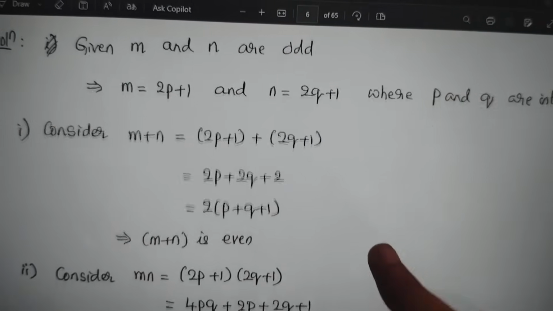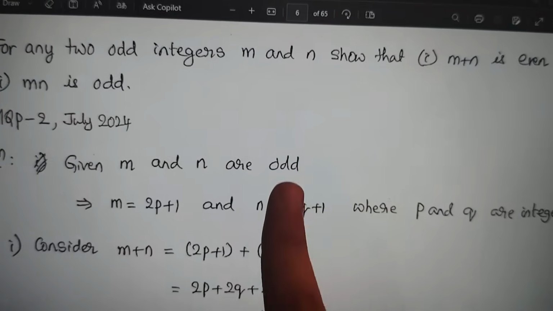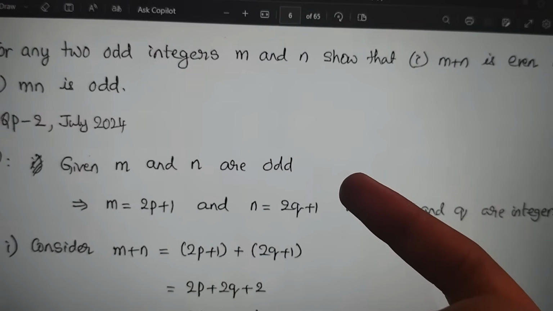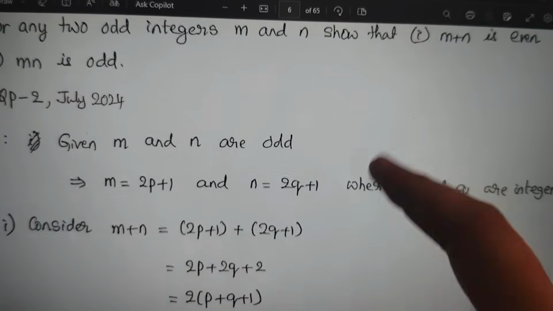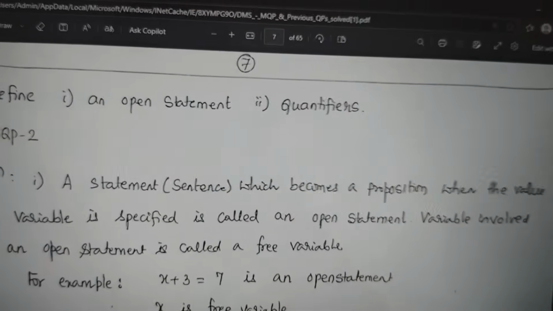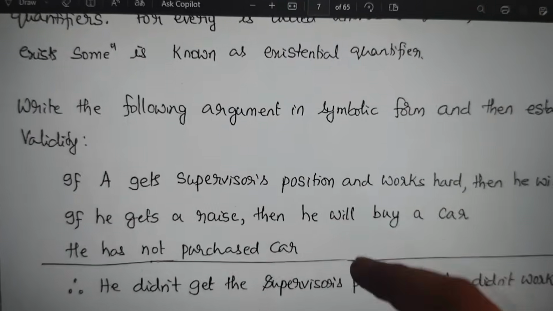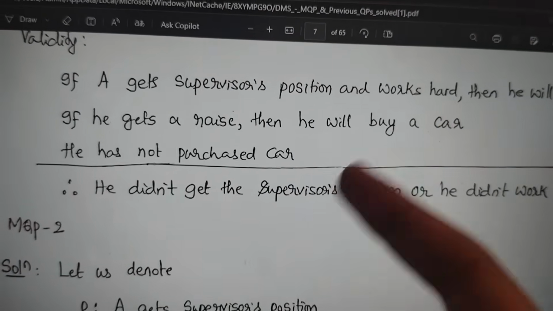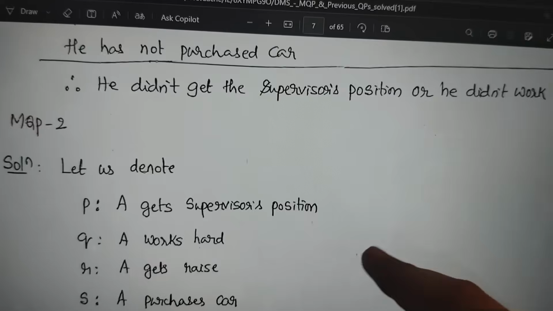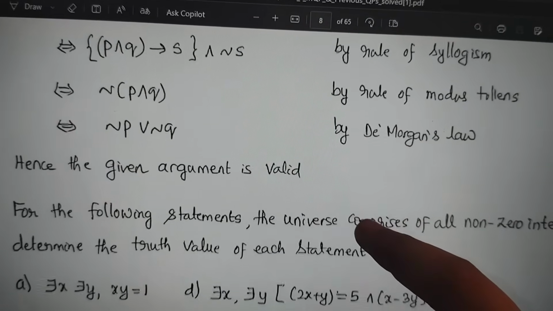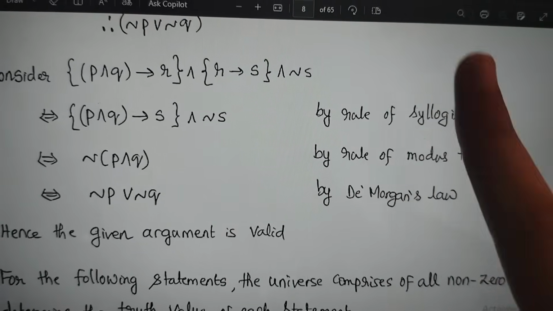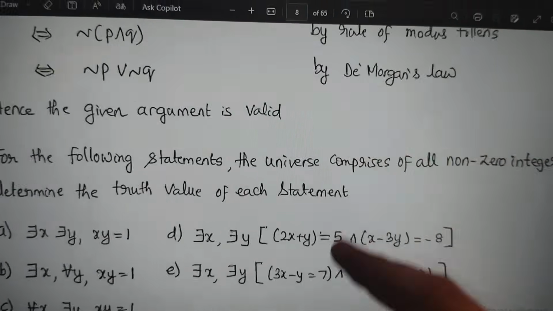This is easy again. Remember, if you want to express any number in the form of odd, it is 2p plus 1. Similarly, if you want to express it as even, it is only 2p. Plus 1 is for odd. Then definitions you have to learn: open statement, quantifier, tautology, proposition and all. Even for this, convert it into equation form. For that only they'll give 2-3 marks. See, I have told you modus tollens, modus ponens, rule of syllogism, De Morgan's law, distributive law, associative law, very important.